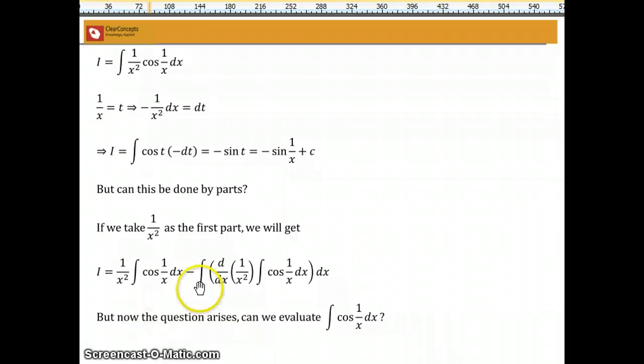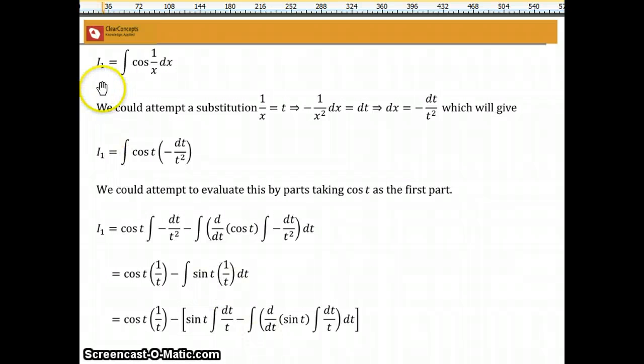So the question arises here because this integral cos 1 by x shows up in both of the expressions. Can we actually evaluate that? So let us see what possibilities we have. We are trying to evaluate integral cos 1 by x dx. Here we could attempt a substitution. 1 by x is equal to t, which gives us minus 1 by x squared dx is equal to dt, which then gives us dx is equal to minus dt by t squared.